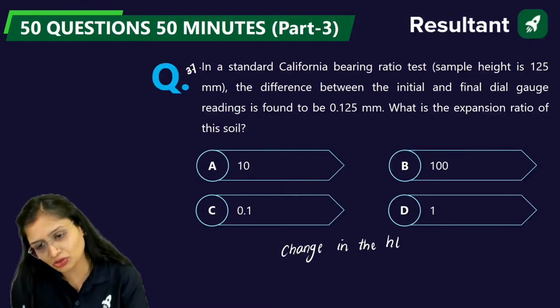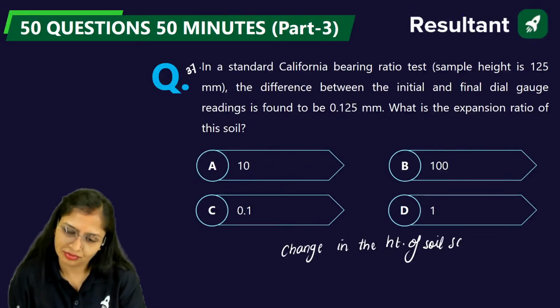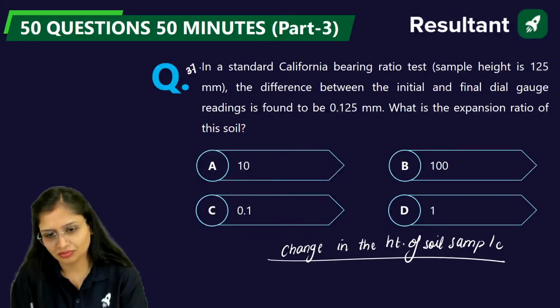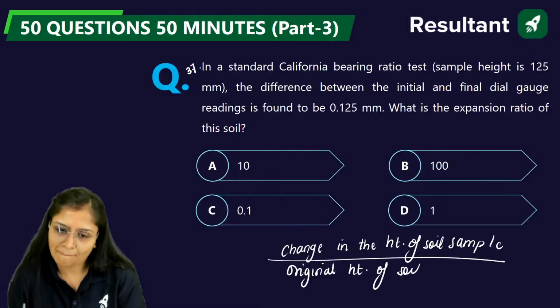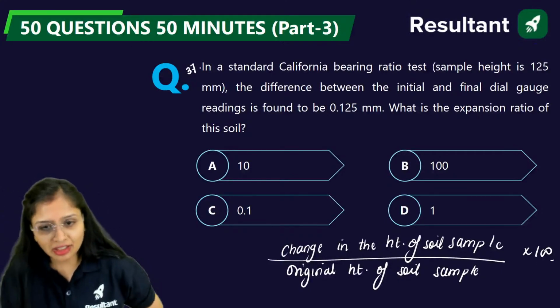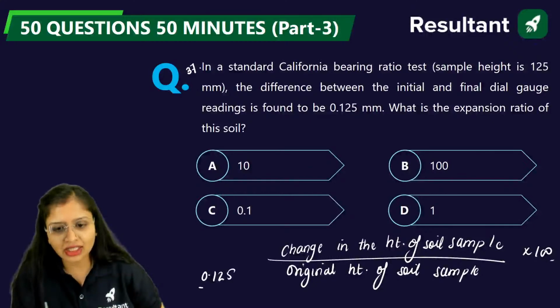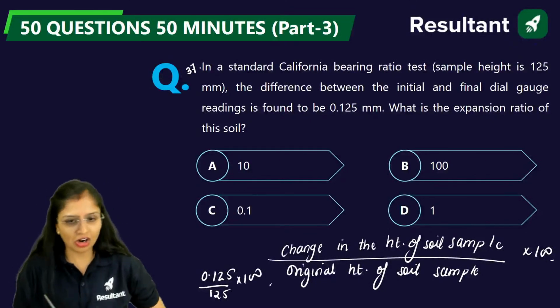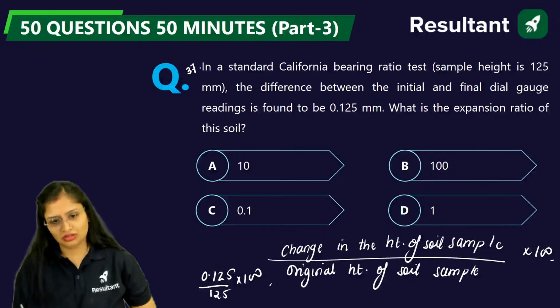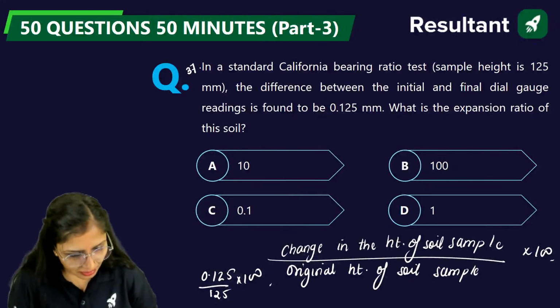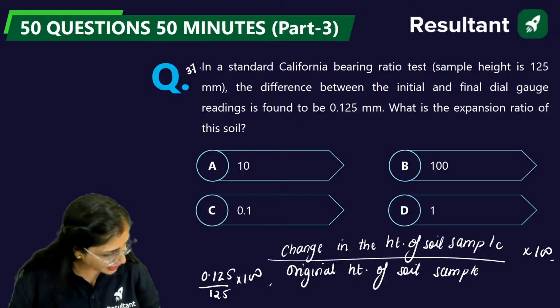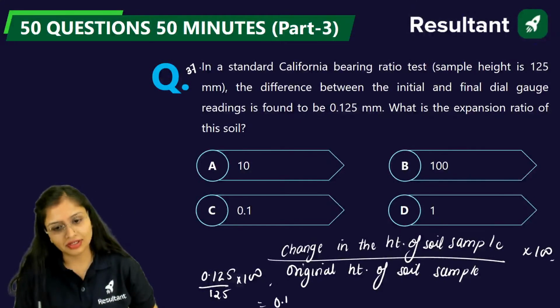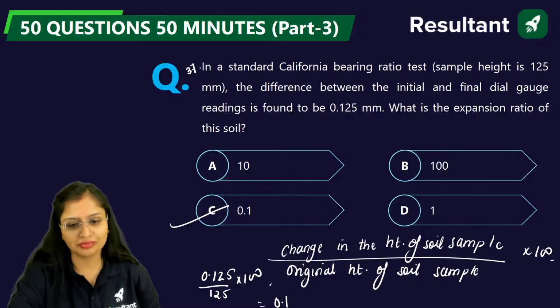Nobody will see what I am writing. You solve it yourself. Change in height 0.125 mm. Original height 125 into 100. How much will it come? Solve it. How much will you get, guys? 0.1. C will be the answer.